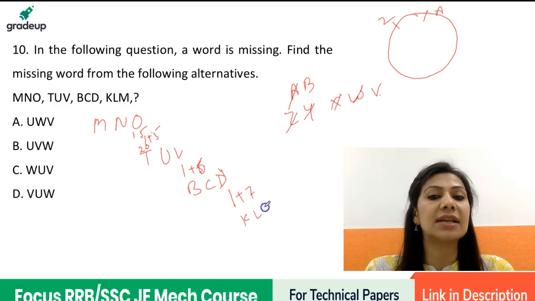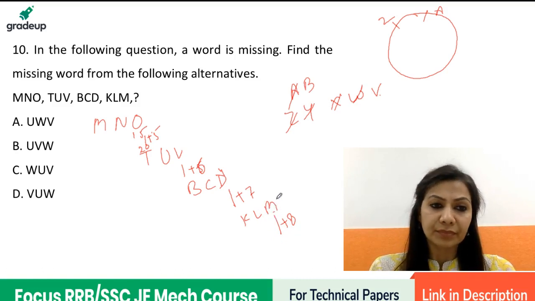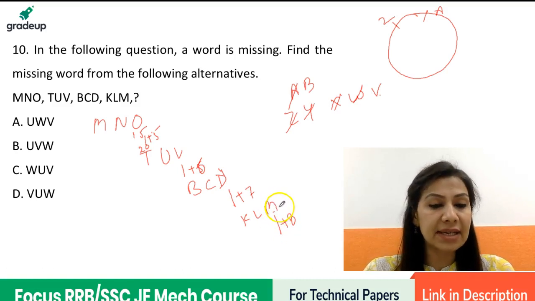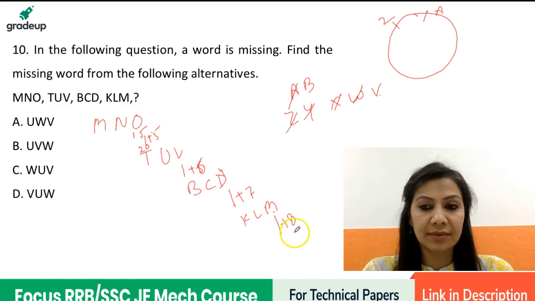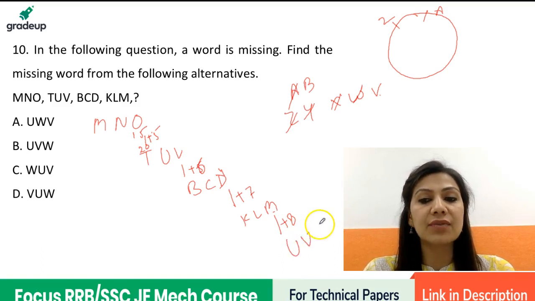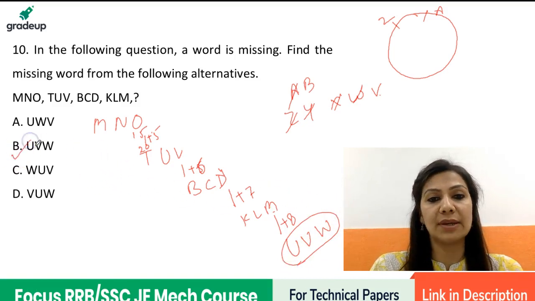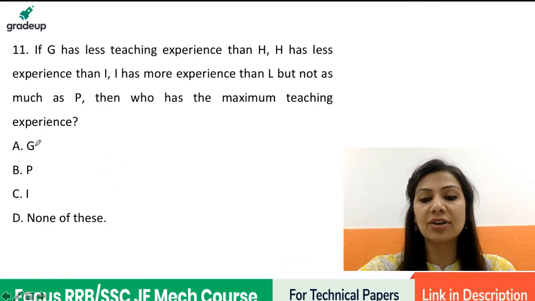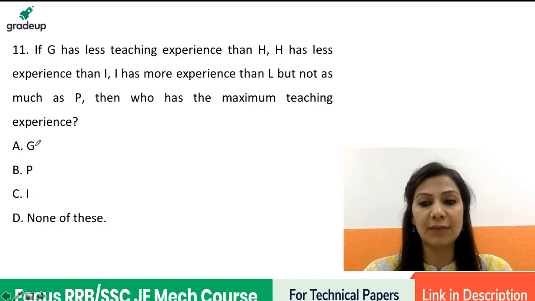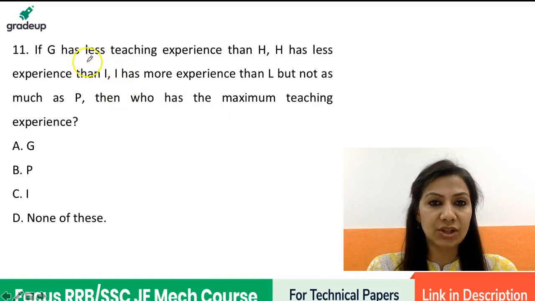With respect, you have written KLM. So you will initiate, you will add 8 here. So M's ranking is 13. So M's ranking is 13, plus 8, that is 21. So with respect to 21, the initial letter will be U. And continuously you will write UVW. So UVW you have given in option B. So these kinds of questions are solved always with the help of coding decoding methodology. So let's check out the very next question.